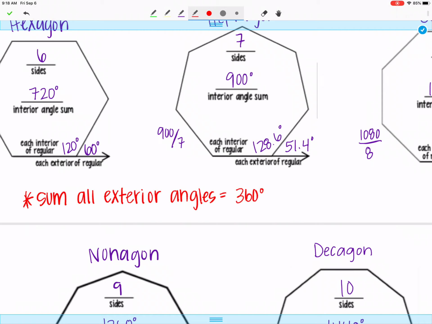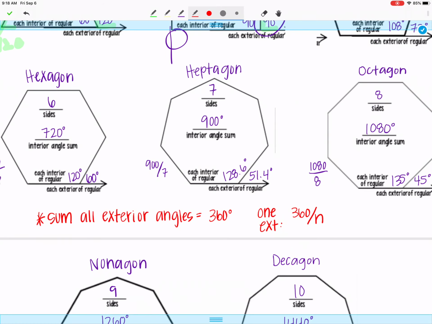So then a quick way that I could find one exterior angle without going through this entire process is you could just take 360 degrees and divide it by how many sides you have. For instance, if you look back at the 6-sided figure, 360 divided by 6, you would get 60. Or if we did 360 divided by 7, we would get 51.4. So you can get to the exterior angle by going through this process and then finding it, but the quicker way would be to just take 360 divided by how many sides you have.